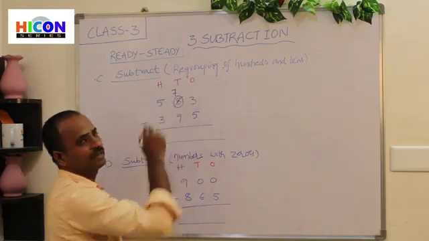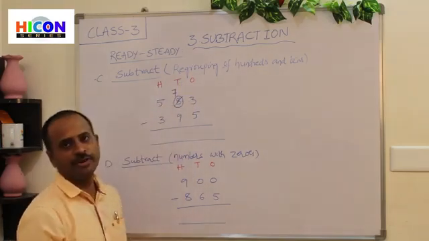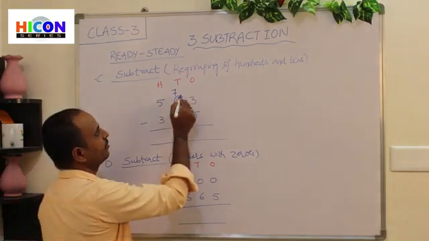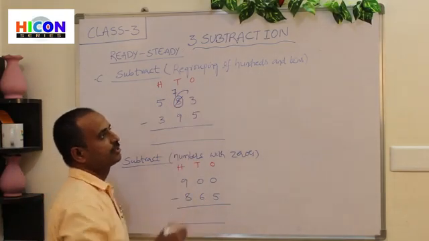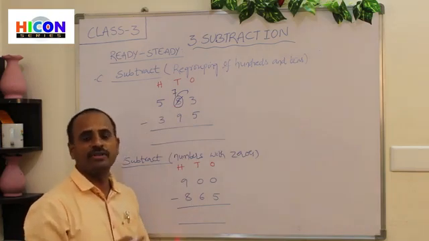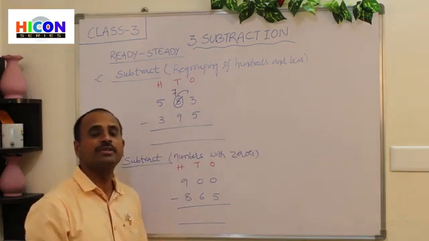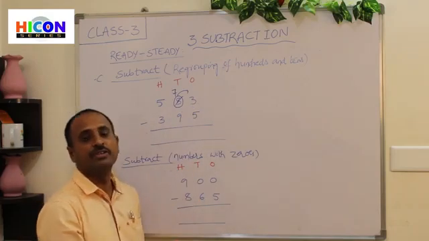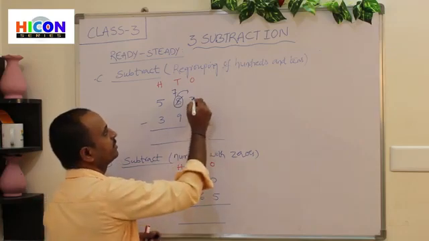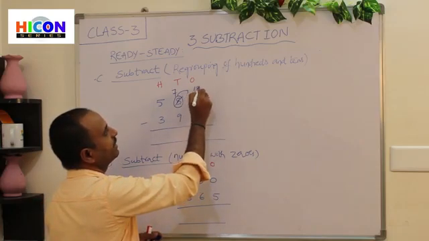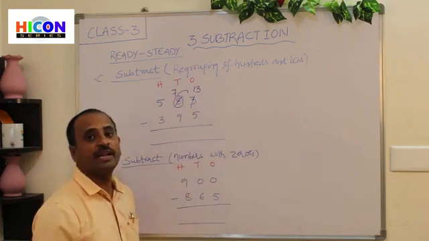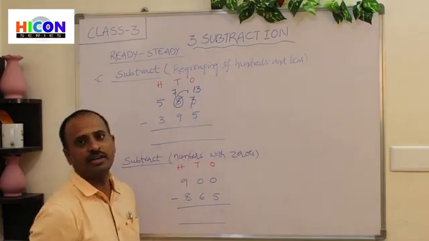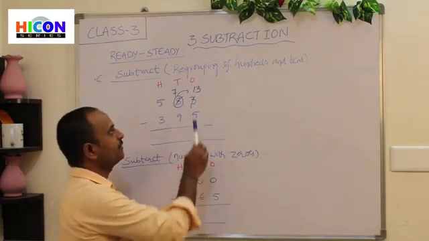So write 7 here. Strike off 8 and write 7, because 1 ten we are getting borrow and carry that 1 ten to ones place. So if you carry 1 ten to the ones place, that 1 ten becomes 10 ones. So already there are 3 ones and that 10 ones total becomes 13 ones. So strike off this 3 and write 13 here. So now subtraction is possible because 13 is the greater number, 5 is the smaller number. We can subtract 5 from 13.